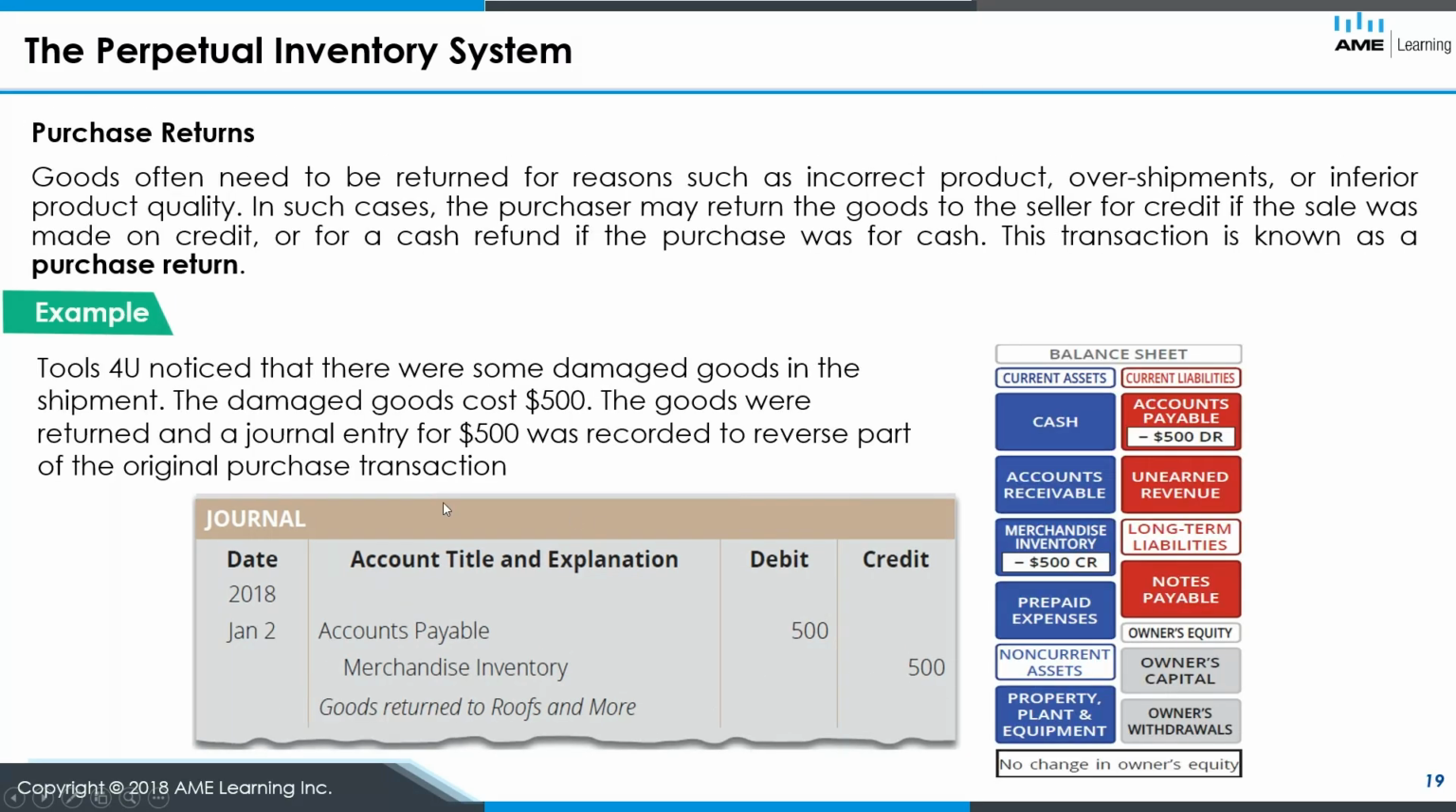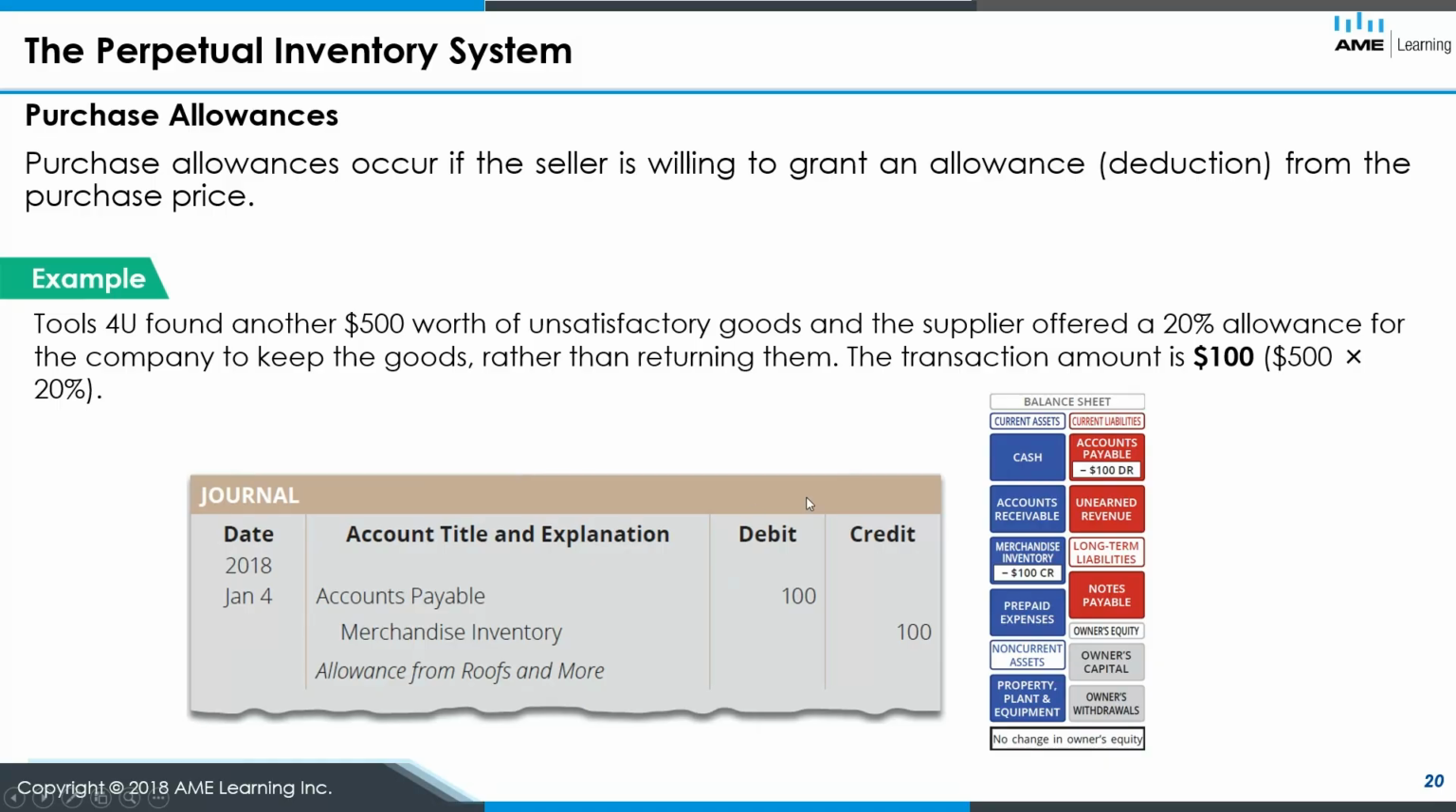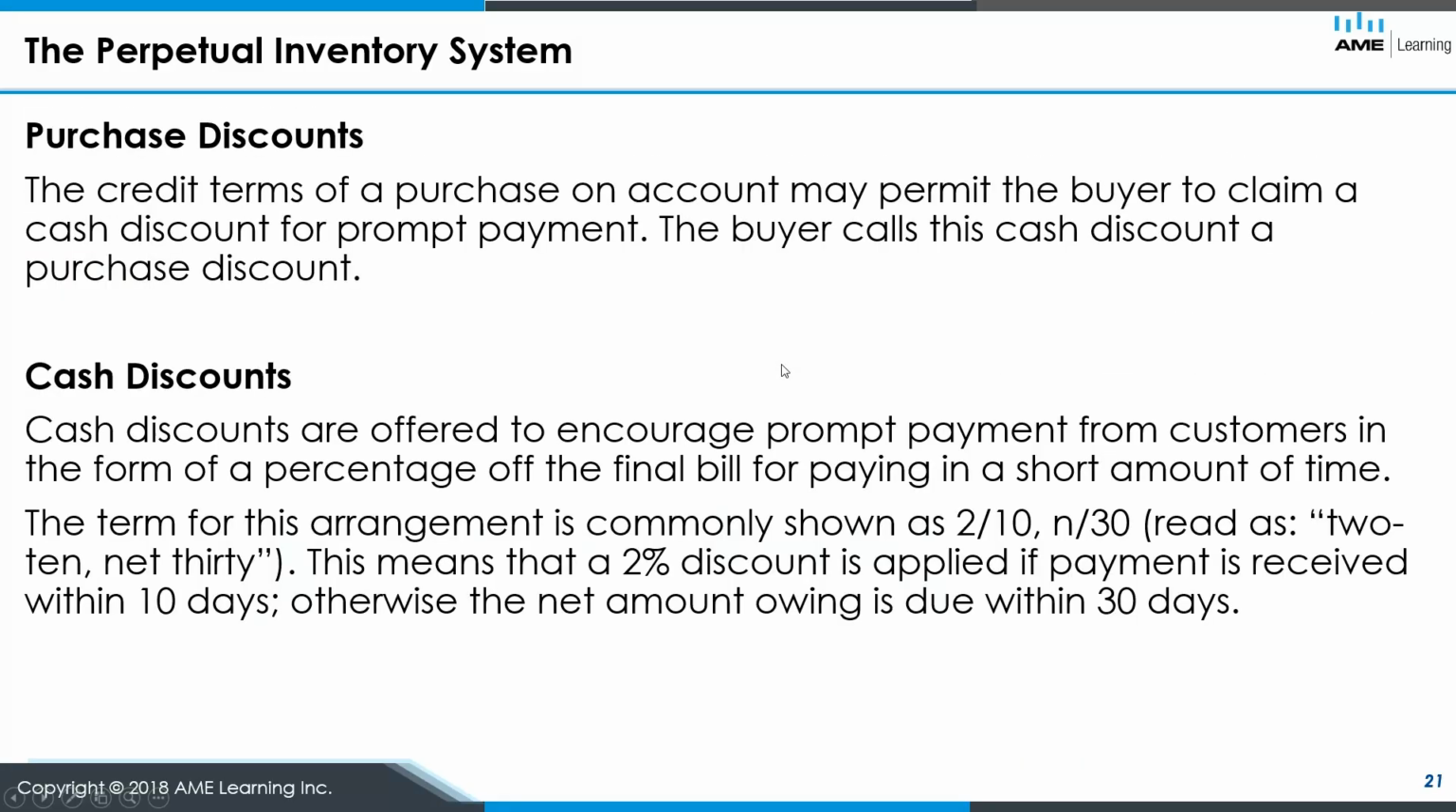So contrast that with sending the whole thing back. We're reversing that entry for the full amount of the purchase, versus the discount, where it's the same journal entry, reversing that original purchase, but just for the discounted portion. And again, you just have to calculate that based on the instructions in that problem.